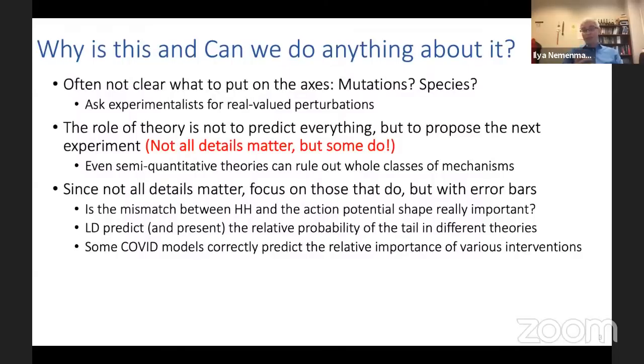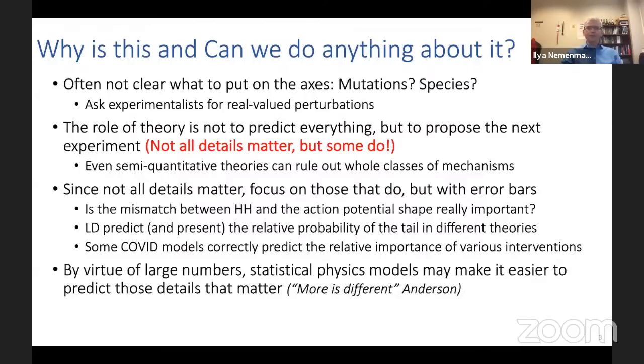Luria-Delbrück analysis actually predicts and presents the relative probability in the tails for two different theories, Lamarckian and Darwinian. And it does that quite well, even if it cannot predict the entire shape of the tail. Some COVID models that we have all heard about correctly predict the relative importance of various interventions, even if they cannot predict the details of the progression of the disease, right?